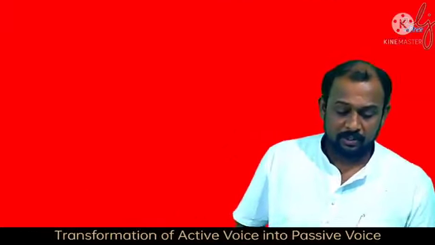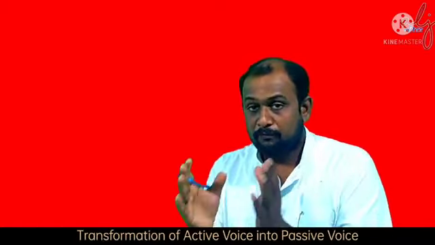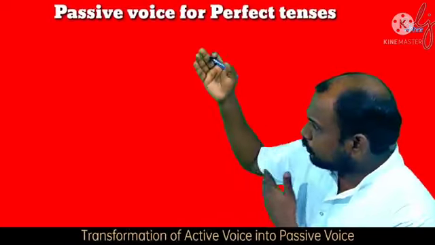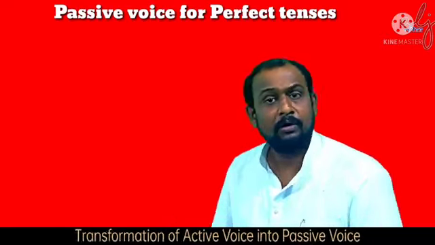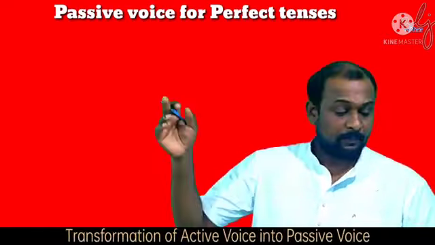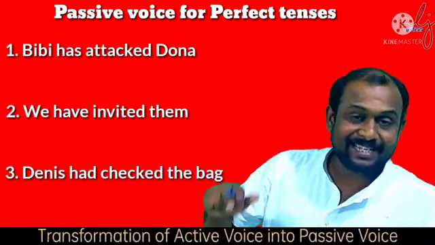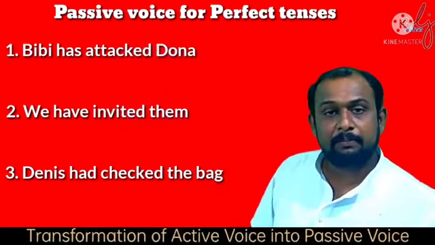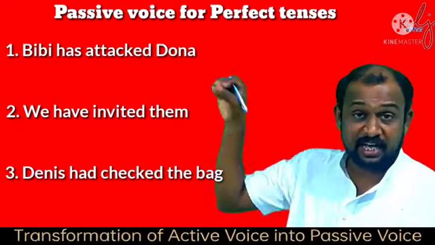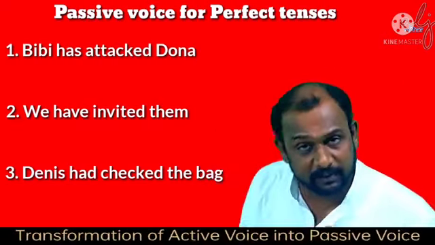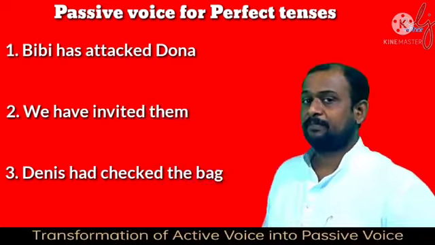Okay, let's move on. Let us learn how to form the passive form of perfect tenses. I take only two: present perfect tense and past perfect tense. There is no need to go for future perfect tense, I told you already. See, Bibi has attacked Donna. We have invited them. Dennis had checked the bag. The first and second are examples of present perfect tense, with has and have. The third one is an example of past perfect tense.